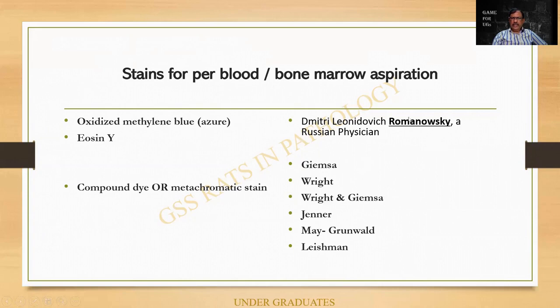These are the stains. They are called Romanowsky stains, after Romanowsky, who was a Russian physician. They are called compound dyes because they contain two ingredients: one is eosin, another is methylene blue. So there are two components. That is why you get two different colors in a smear. It's called a compound dye, and it is metachromatic because one stains one component and the other stains the other one. And these are all the various Romanowsky stains.